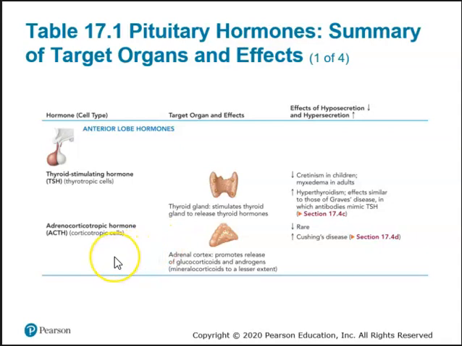The next hormone is adrenocorticotropic hormone, or ACTH, having its effects on the adrenal cortex, that outer part of the adrenal gland, which promotes the release of glucocorticoids and androgens, and to a lesser extent mineralocorticoids. A low blood level is very rare. However, if you have an increase of these hormones, you have what's known as Cushing's disease.